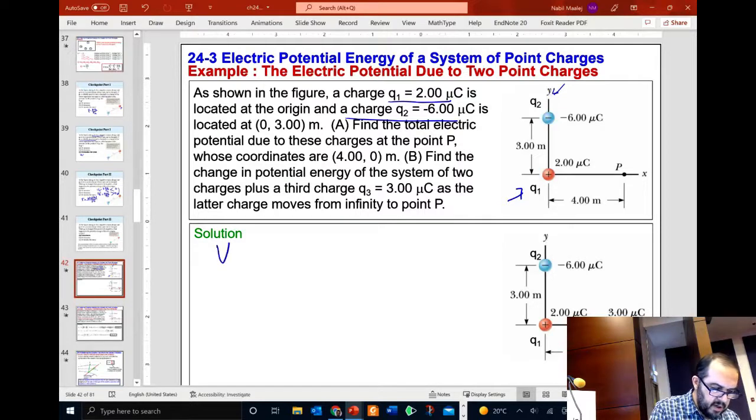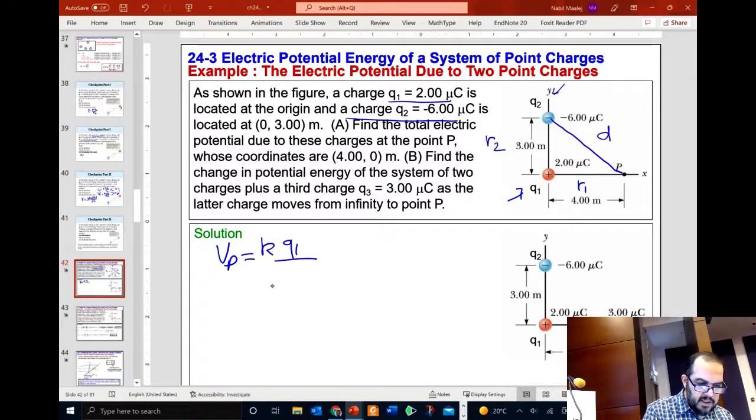So this is simple. Vp is equal to the potential due to Q1 plus the potential due to Q2. Let me call this R1. Let me call this R2. And let me call this D, the distance between Q2 and point P. Okay. So the potential at point P due to Q1 is equal to K Q1 divided by the distance, which is R1. Okay. The potential due to Q2 is equal to what? K Q2. What's the distance? D. The distance is D.